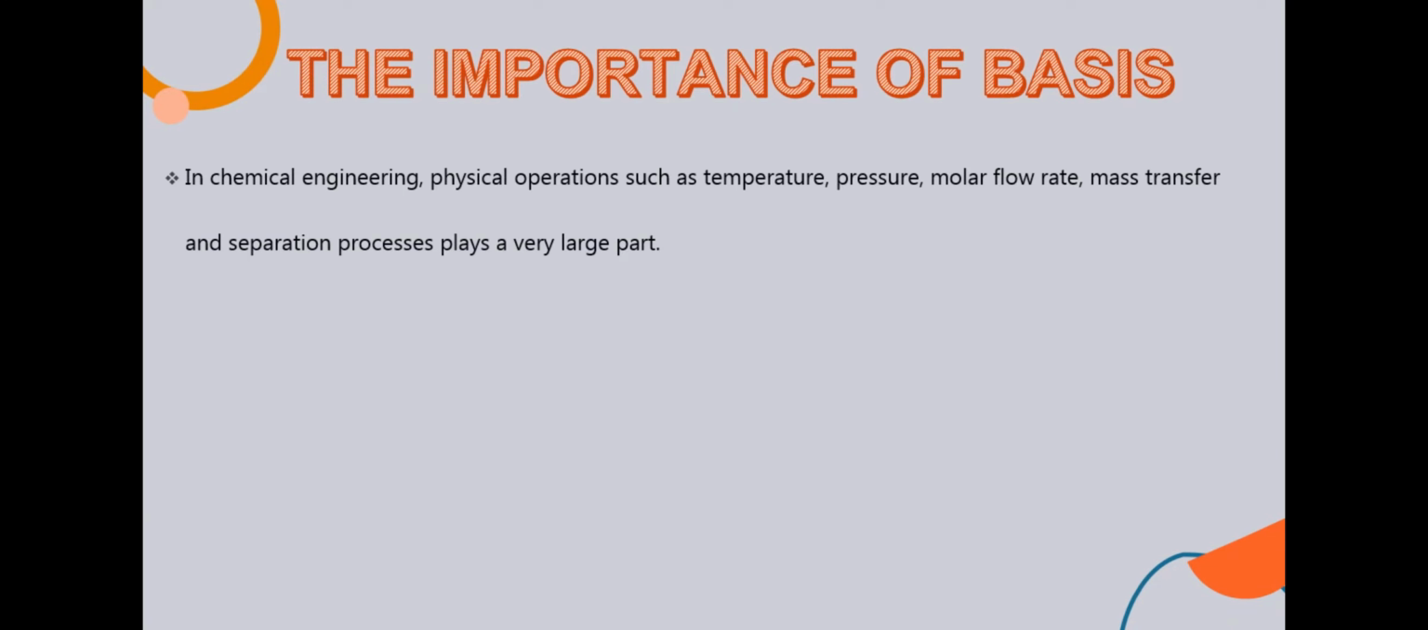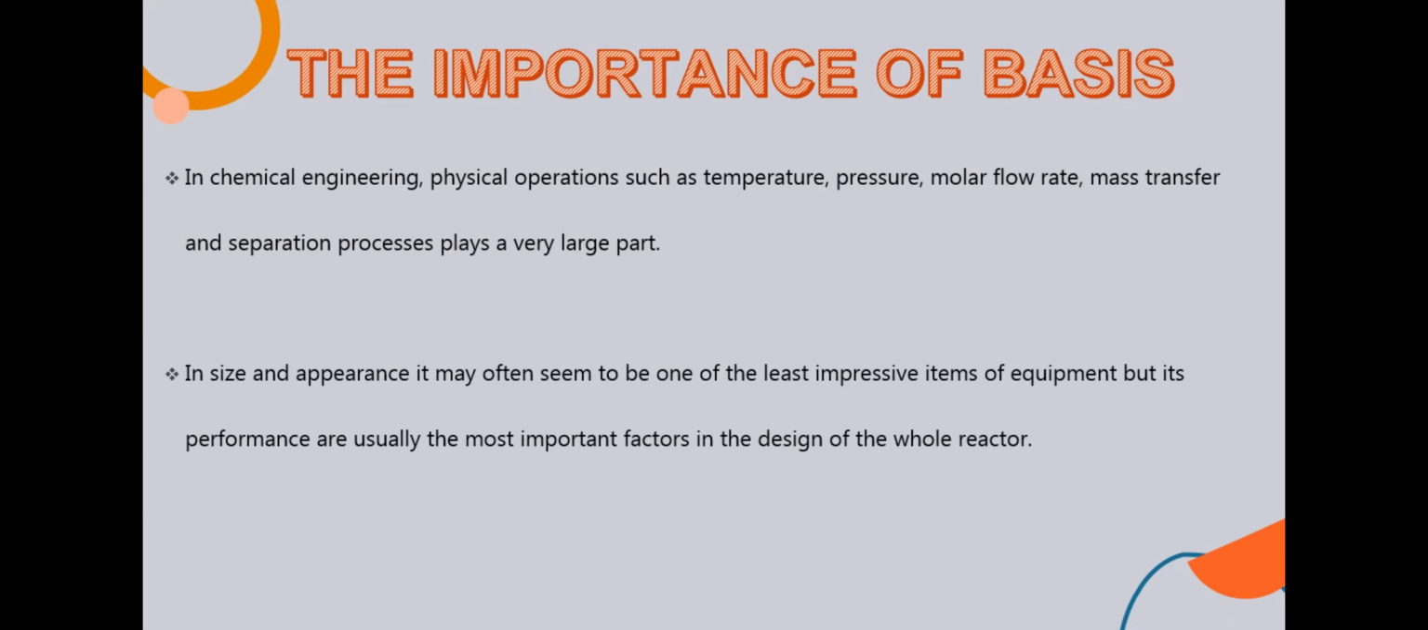The importance of bases. What is basis? Basis is a very important word in chemical engineering. Physical operations such as temperature, pressure, molar flow rate, and mass transfer play a very large part. For instance, in our process, which is the demethylation of toluene to benzene, basis is important in designing the reactor.